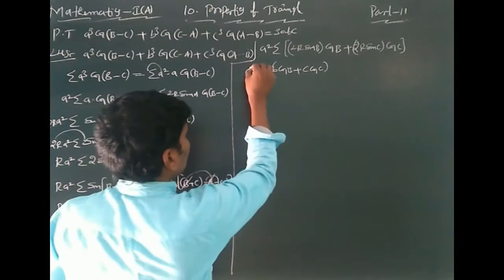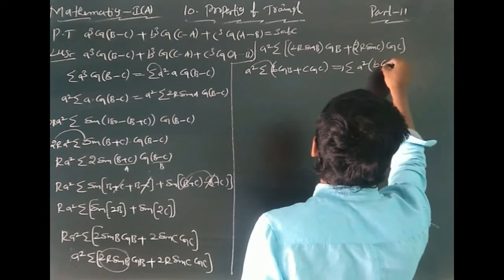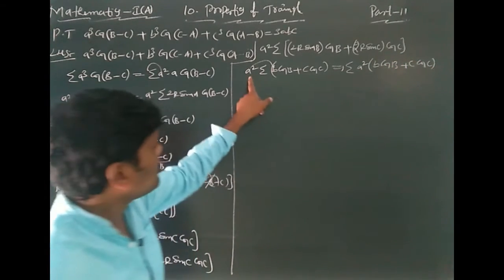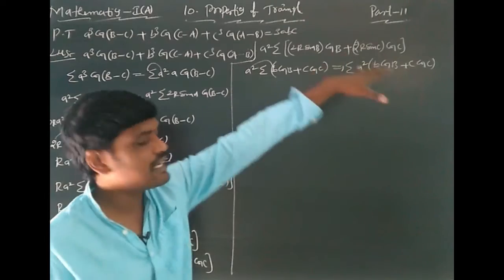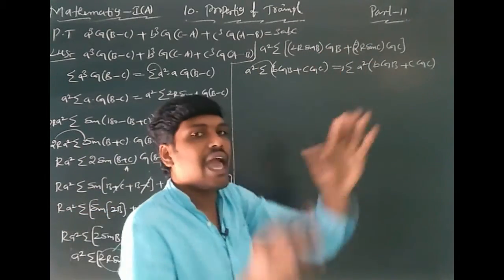After that, multiply this term inside: summation of a square into b cos b plus c cos c. Understood? Summation of a square into b cos b plus c cos c. Next, the expansion. This summation is expanded.